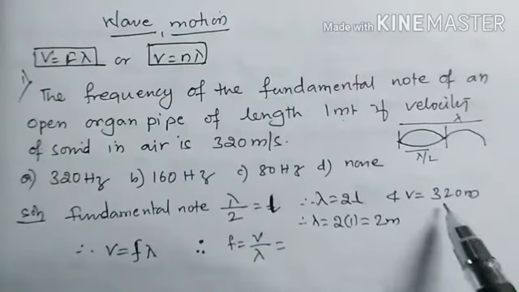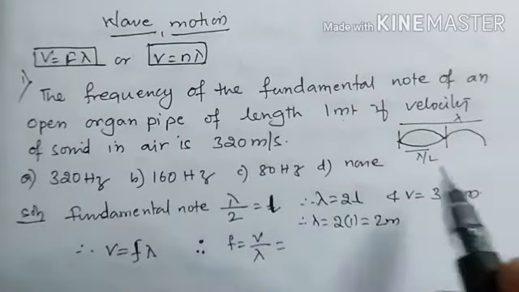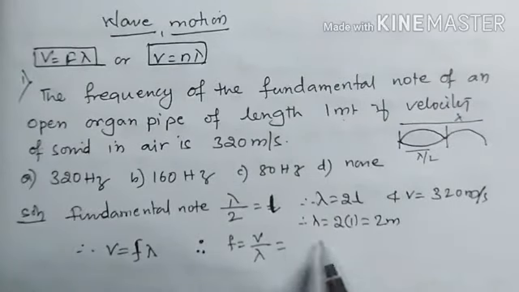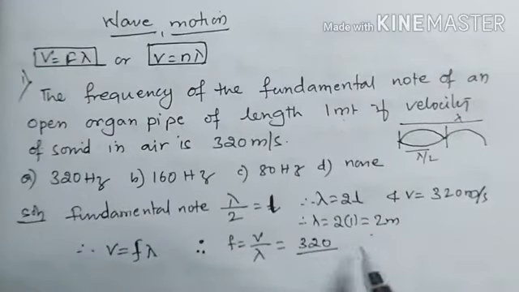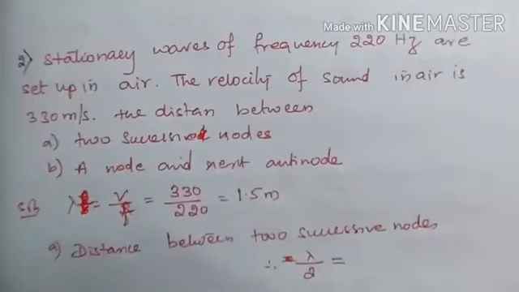Now velocity is given as 320 meters per second. We will use v is equal to f lambda. We want frequency here, so frequency is equal to v by lambda. What is v here? v is 320 meters divided by 2. So 2 1s are 2, 2 6s are 12, that is 160. The unit of frequency is hertz, that we know.